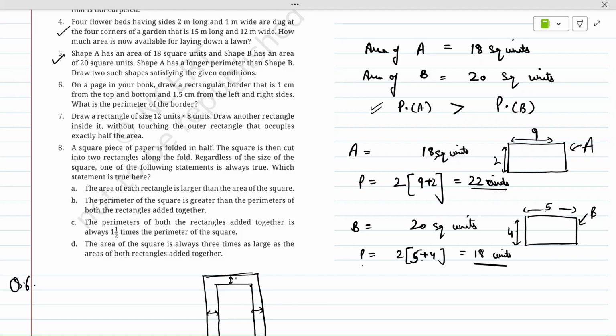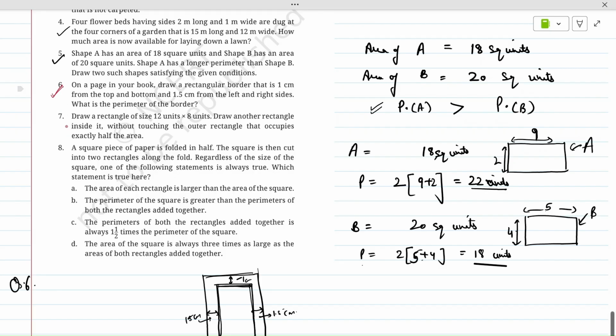Because the page is rectangular, we have to leave 1 centimeter from here, 1 centimeter from here, 1.5 from the left and 1.5 from the right border. Okay, and then what is the perimeter of the border? Now we have to find the perimeter of this inner border. So kids, this answer will vary from book to book, from page to page you are taking. So I am giving this question number 6 as homework to you. Okay, this is a homework which you have to do.